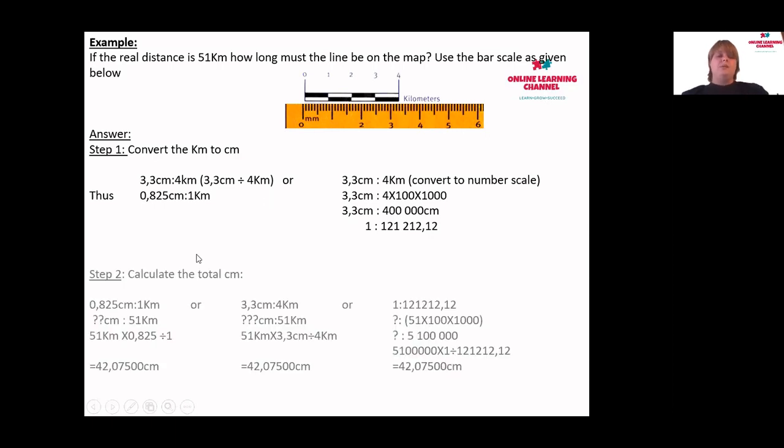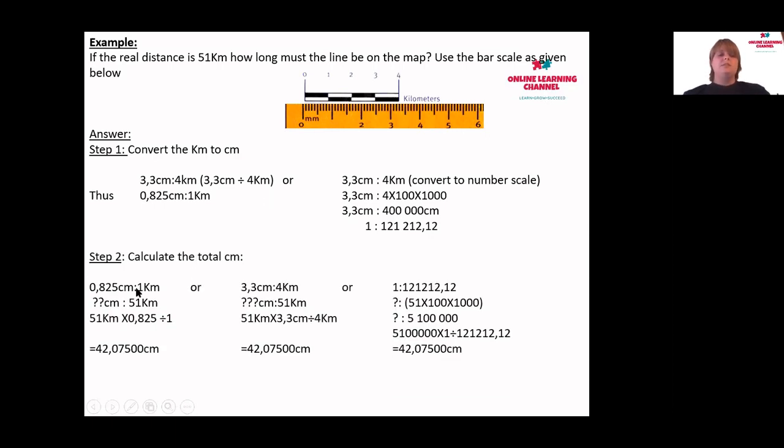The next one is to calculate the total centimeters. If you use this method, you're going to say 0.825 centimeters to 1 kilometer. So how many centimeters is it going to be for 51 kilometers? Cross method again, 51 times 0.825 divided by 1, and you get 42.075 centimeters.